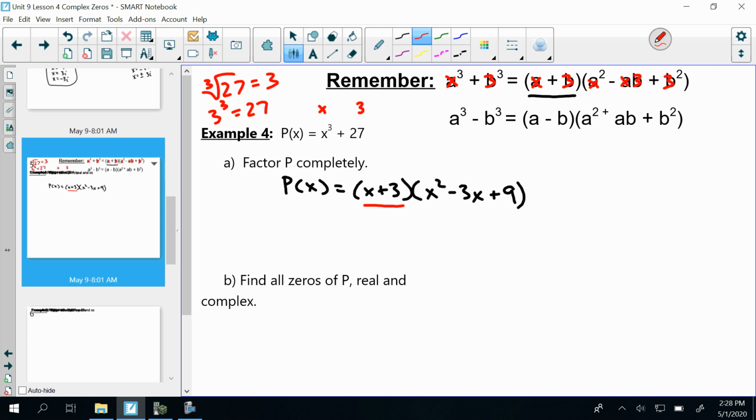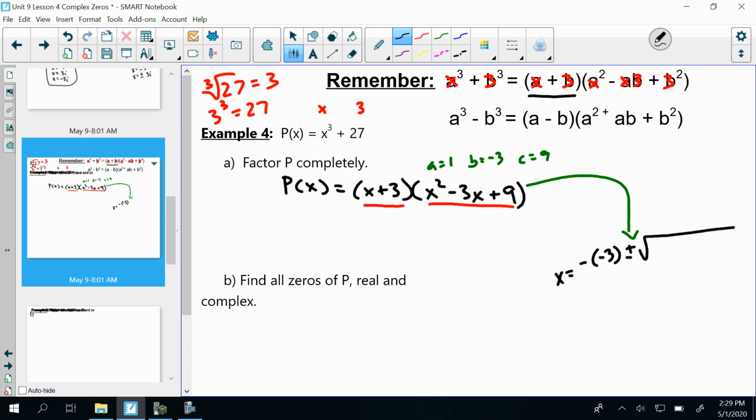The second one should be either able to be factored or at least solved further, because you can see there's still a power bigger than 1 on there. I don't think there's any numbers that multiply to positive 9 and add to negative 3. So that's telling me we got to go quadratic on this one. So we got an a of 1, a b of negative 3, a c of 9. What do we get from that? So we got opposite of negative 3 plus or minus the square root, negative 3 squared, minus 4 times 1 times 9, all over 2 times 1.